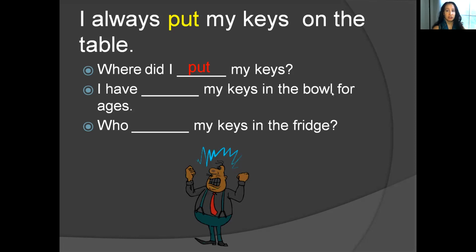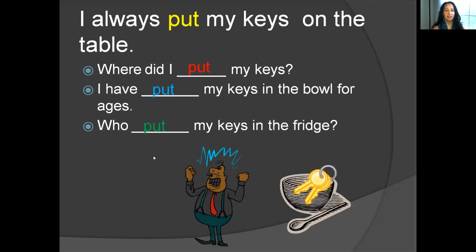Now, this is an expression. For ages means for a long time. They've been doing it for a long time. I have put my keys in the bowl for ages. Now this one, who blank my keys in the fridge? Uh-oh. Who put my keys in the fridge? So put is easy. Everything is put, and put. So you never have to worry about this one. It's always the same. Congratulations for everyone who got it.